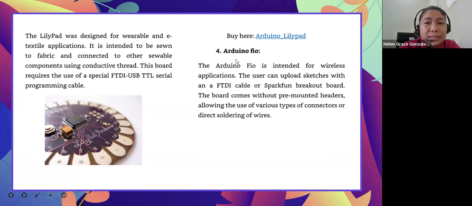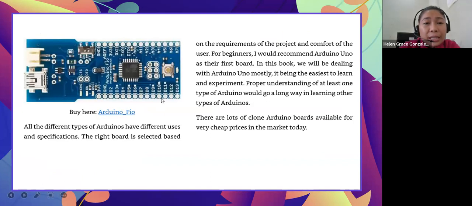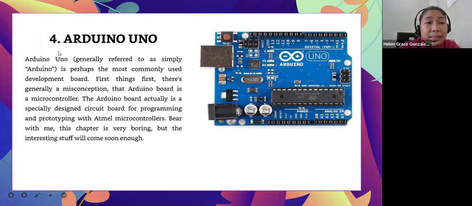Arduino Fio is intended for wireless applications, and it's already wireless. It already has Bluetooth and it already has Wi-Fi in it. So that is Arduino Fio, and it is much more expensive compared to the regular Arduino Uno. Okay, and yeah, so that's it.